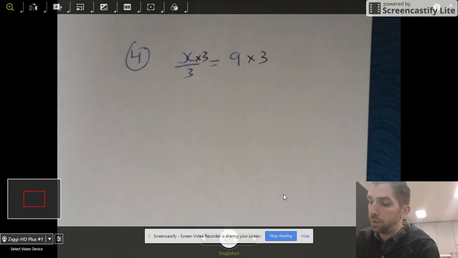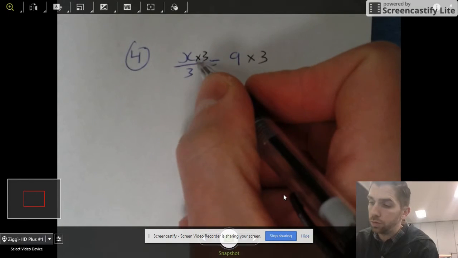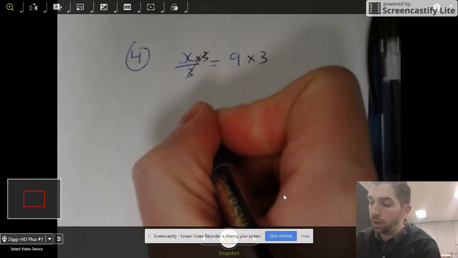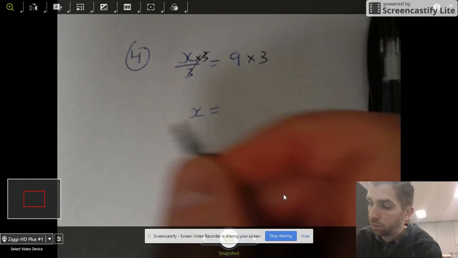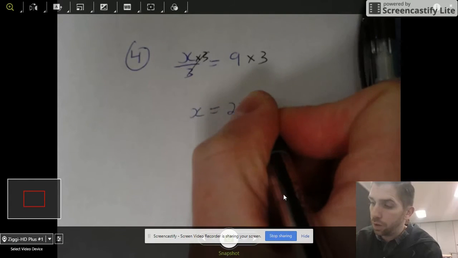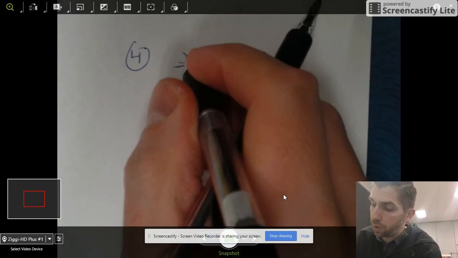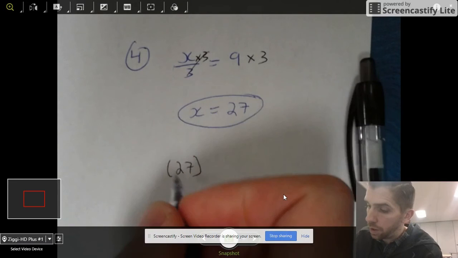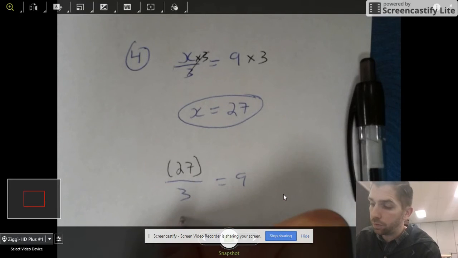Okay. Now this is essentially what we have here is 3 over 3. So these 3's will cancel with each other, which gives us x all by itself. And then over here we have 9 times 3, which is 27. Circle your answer. Let's see if we got it right. We'll substitute into our original expression up here. So it was x, wherever I see an x, I'm going to substitute in 27, and I will put it in brackets. 27 divided by 3 equals 9. Yeah, 27 divided by 3 is 9. So you know you got it right.